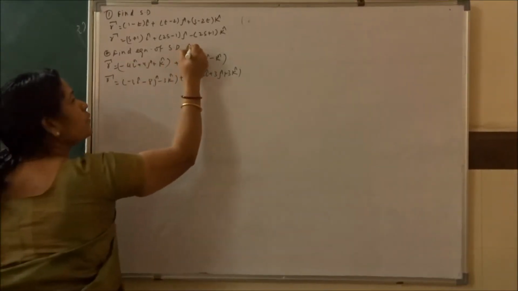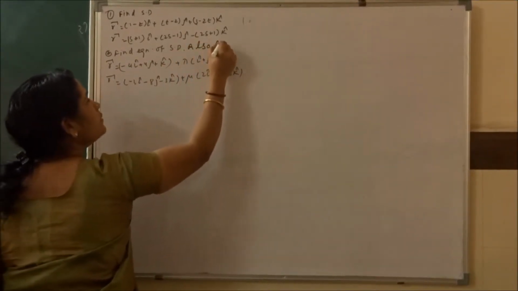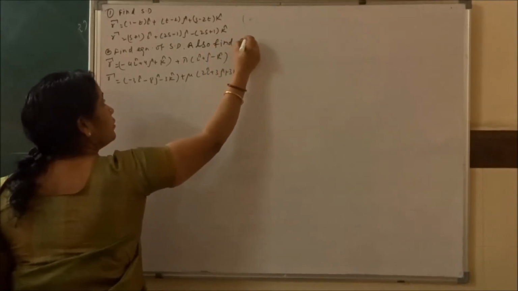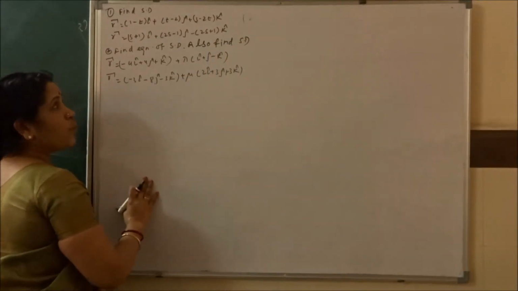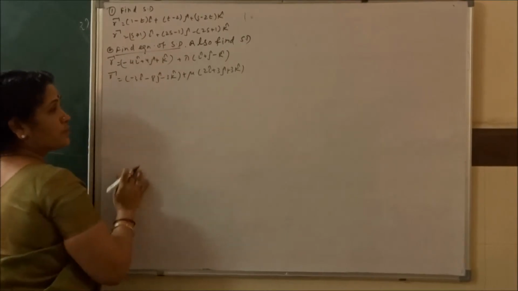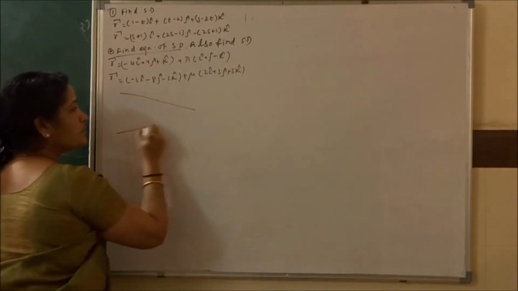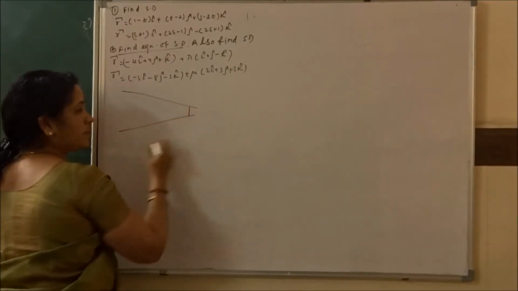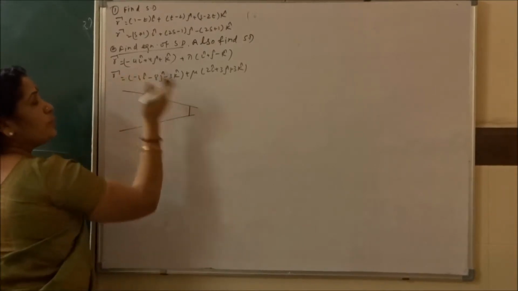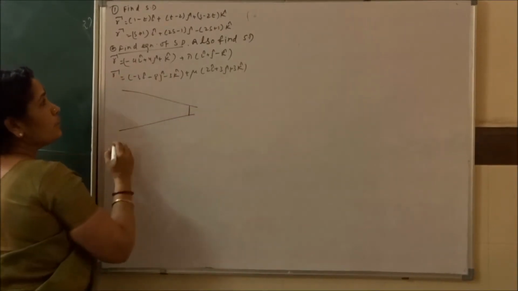See, also find what they are asking, also find SD. Okay, fine. So don't go for this formula. First you need the equation of SD. See, now this is one line and this is another line. This they are asking. So you do one thing, convert this line into Cartesian form.